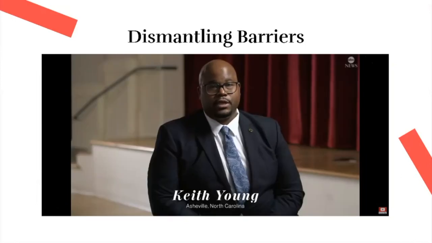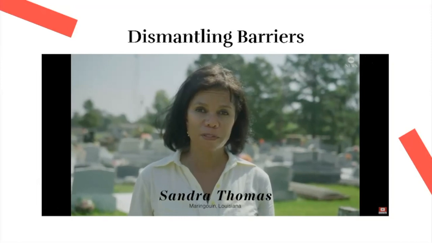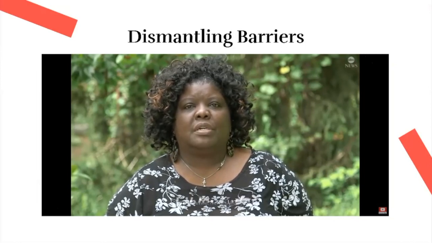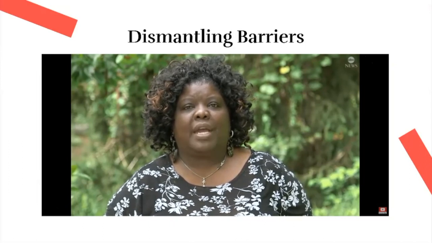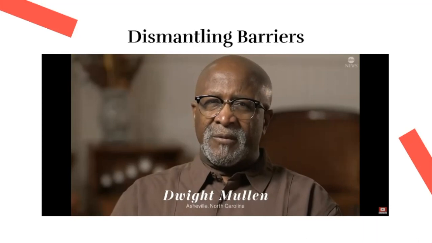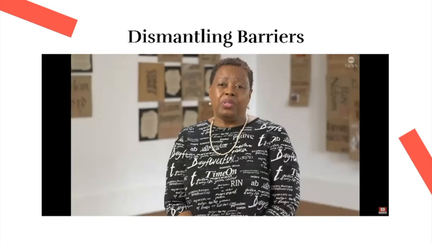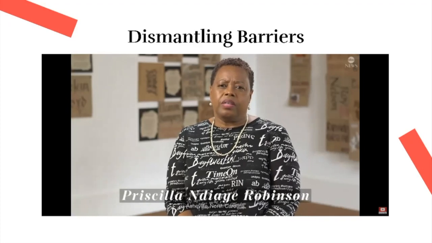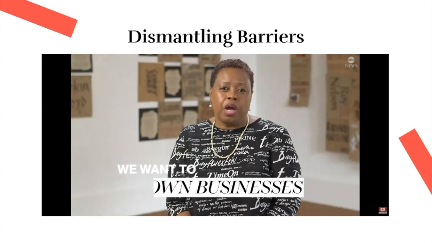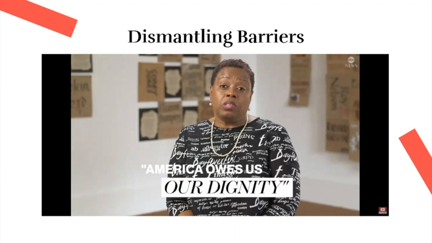America owes the descendants of slaves the unabated opportunity that we were never given in this country. Reparations in many forms for many crimes, not just enslavement. An apology and recognition of all the harm that it has done for over 400 years. 40 acres and a mule so that they can begin to generate generational wealth for their families, and power to be a part of decision making. Freedom. A freedom that doesn't give them anything but repays the damage that was done. Opportunity to feel a part. We help build this country. We want to own businesses, re-own land and homes. America owes us our dignity.